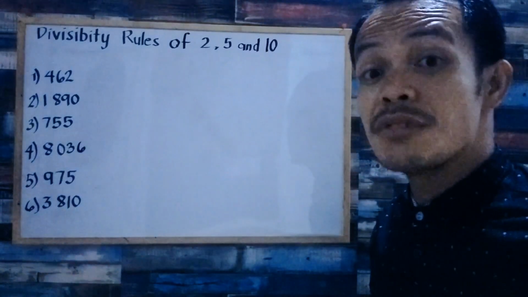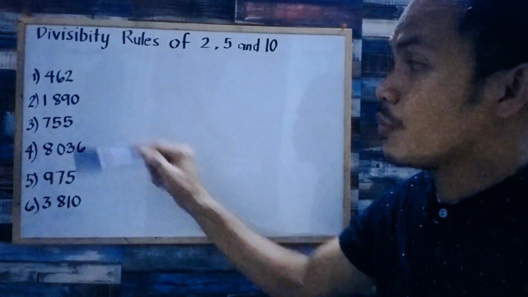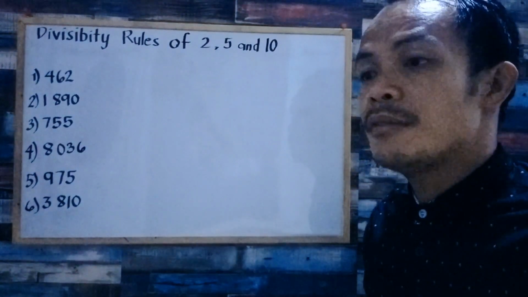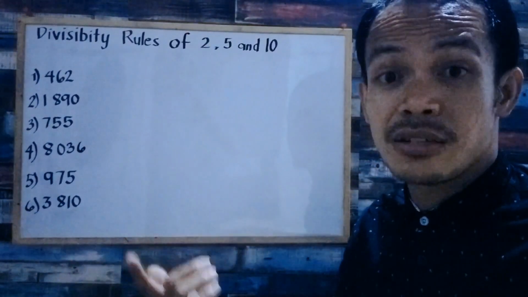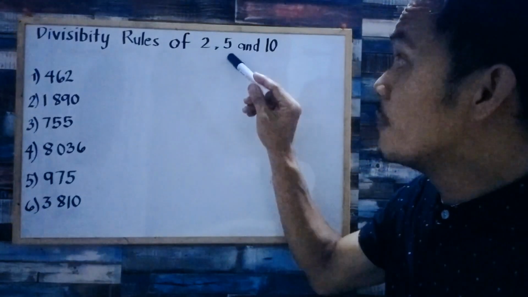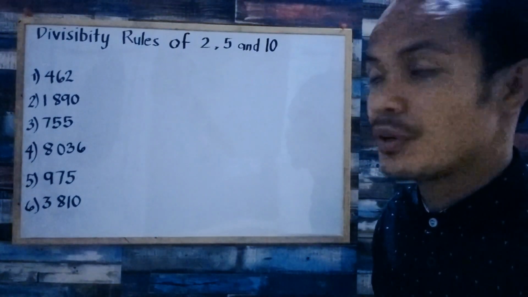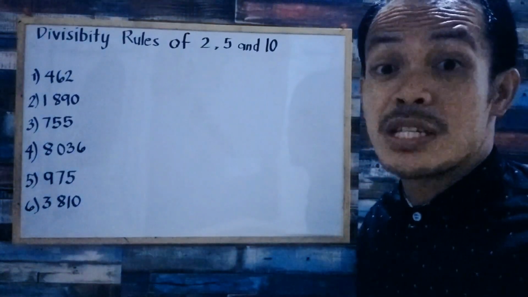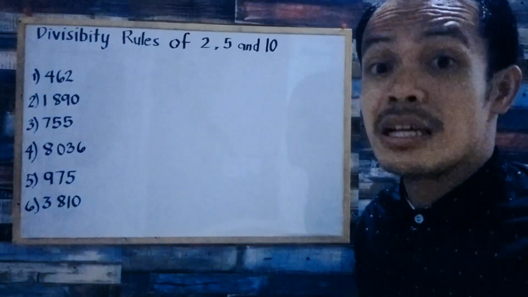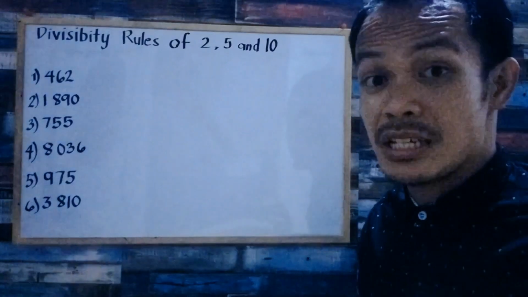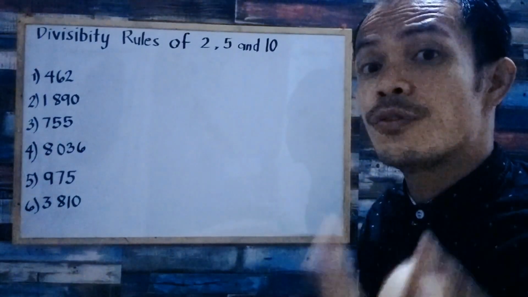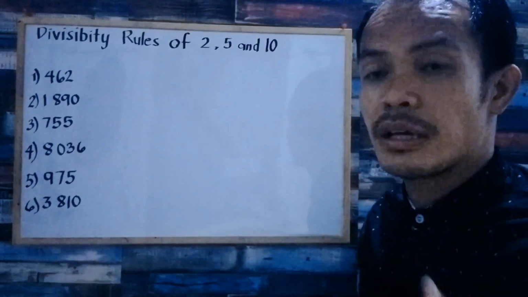And number 3 is divisible by 5 because it ends with 5. So again, the divisibility rule of 5: if a number ends with 0 or 5, it is divisible by 5. Okay? And of course, it is not divisible by 10 because it doesn't end with 0. And also, it's not divisible by 2 because it does not end with 0, 2, 4, 6, or 8.